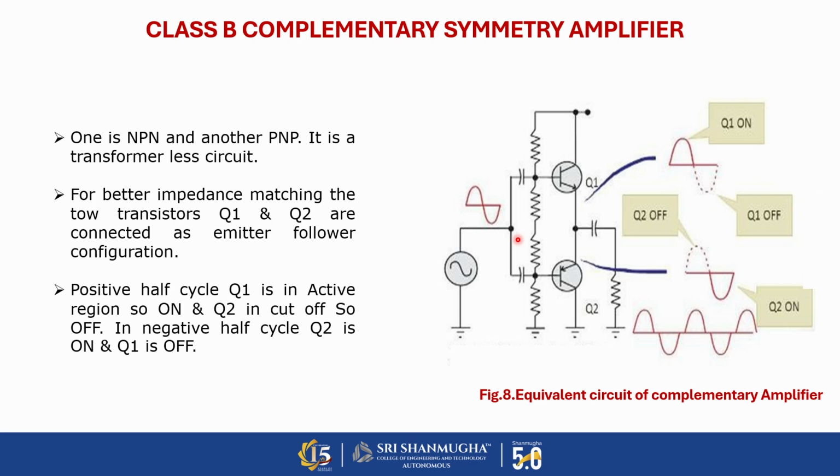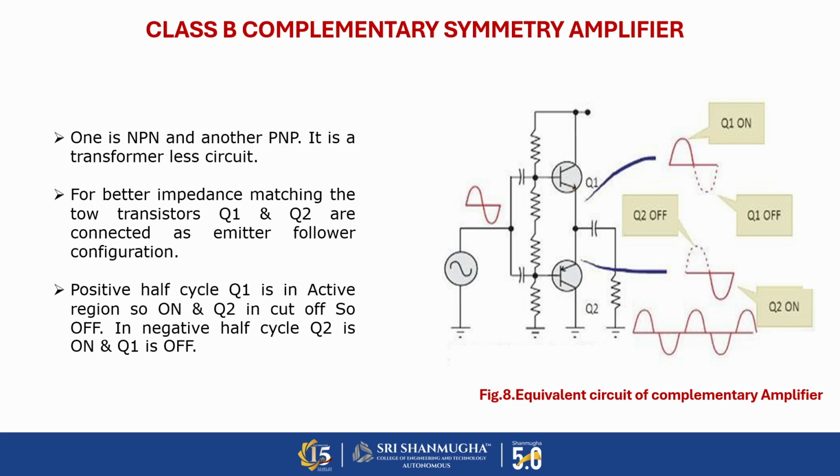Here only one transistor is on at a time. When Q2 is in the off state and Q1 is in the on state, we get the positive half cycle. Next, when Q2 is on and Q1 is in the off state, we get the negative half cycle. This is the main function of the complementary symmetry amplifier.